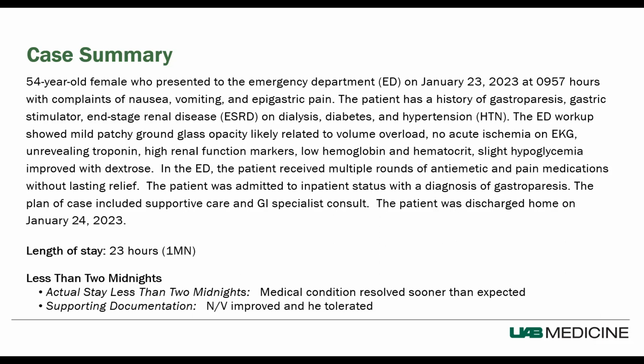Low hemoglobin, hematocrit. Slight hypoglycemia that got better with dextrose. They got multiple rounds of antiemetics and pain medications without lasting relief, admitted inpatient status with a diagnosis of gastroparesis, with a plan of care of a GI consult and supportive care. We got 1 midnight, but it was a 23-hour stay. And this is the documentation that was actually on the less than 2 midnight form. "Got better sooner than expected." I'm not really sure what to make of that last statement, and "improved and he tolerated," I guess that would be PO intake.